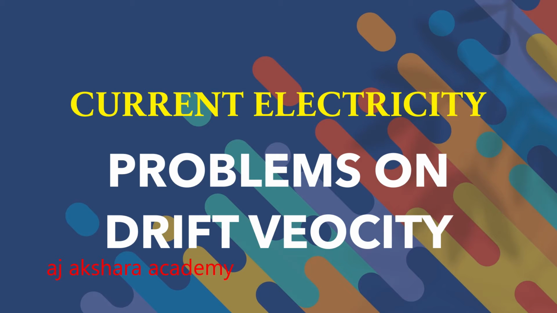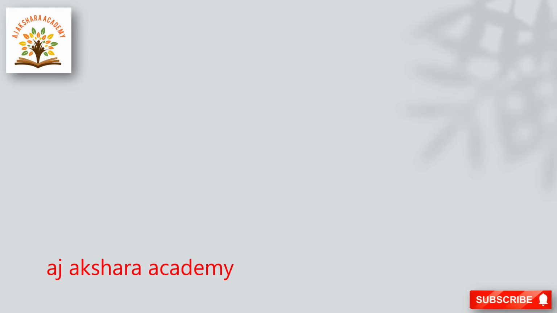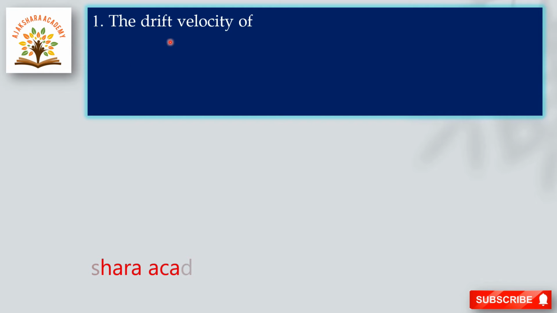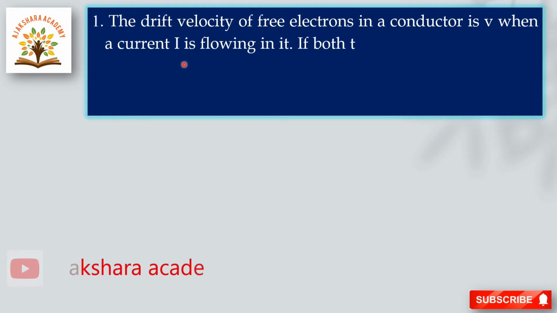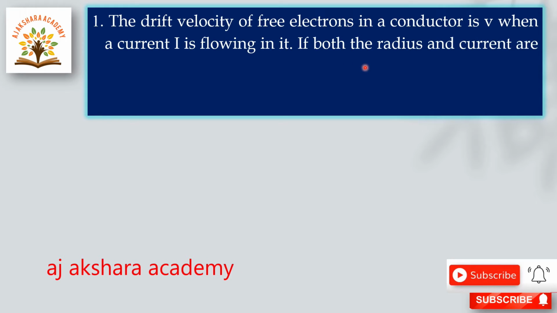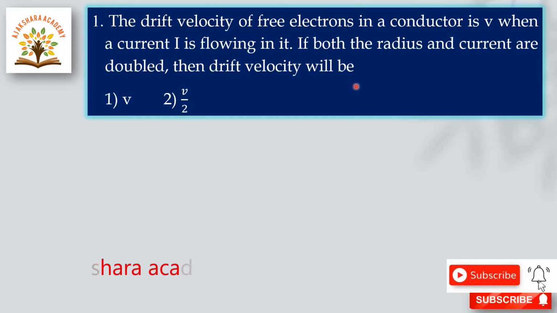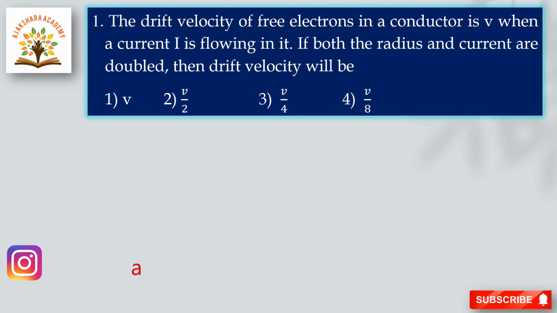Okay, let us go to today's session. First one. The drift velocity of free electrons in a conductor is V when a current I is flowing in it. If both the radius and current are doubled, then drift velocity will be? Here, if both radius and current are doubled, then what is the value of drift velocity? We should calculate now. Let us go to the solution.